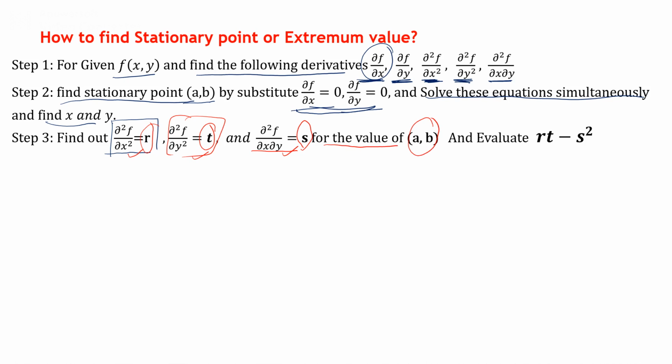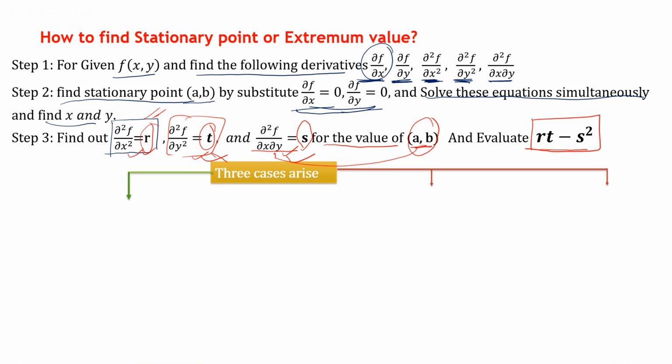Means you just differentiate and put in the value of x and y at the stationary point (a, b), and we get r, t and s. Now evaluate rt minus s square. When you get the value of rt minus s square, there are three cases that arise.